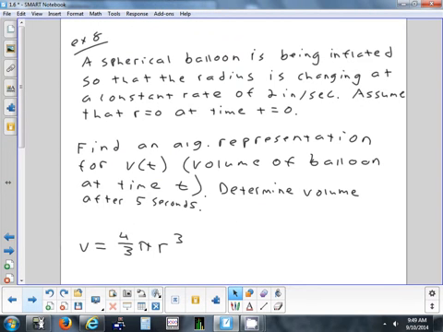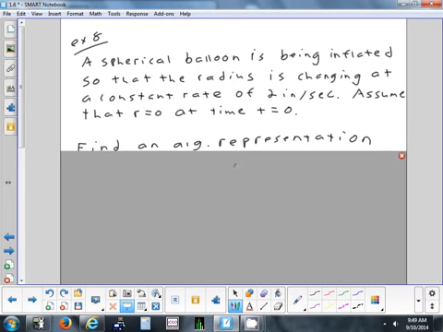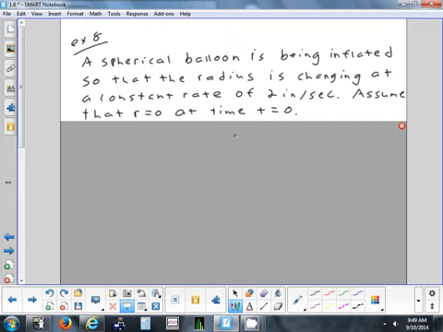Okay, this will be the last one that we do. Okay, this is in your book. It says that you have a spherical balloon, okay, and it's being inflated. So this is a problem where the radius is constantly changing. It's not a fixed size. And the radius is changing at a rate of 2 inches a second. We're going to assume, to simplify it, that the radius is 0 when the time is 0. And that doesn't really make sense, because if the radius was 0, you don't have a balloon. But it simplifies the problem. Okay?